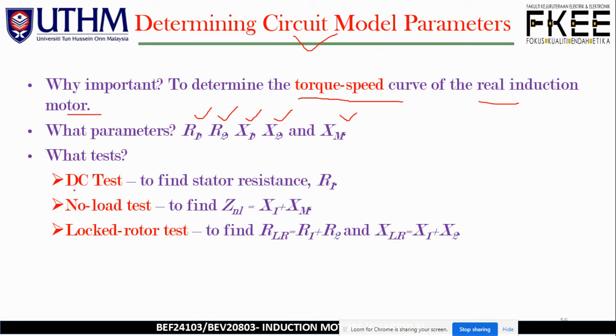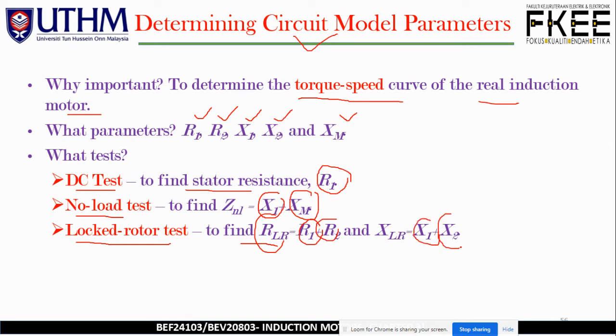Okay. So what tests are involved? We have a DC test. This is to find the stator resistance R1. The second test is a no load test, in order to find Z no load, which consists of X1 and also XM. And then last but not least, the locked rotor test. So we block the rotor, that means the rotor doesn't move. We hold the rotor while it is running and stop it immediately, in order to find the locked rotor R, which consists of R1, R2, and the reactance XLR, which consists of X1 and X2.